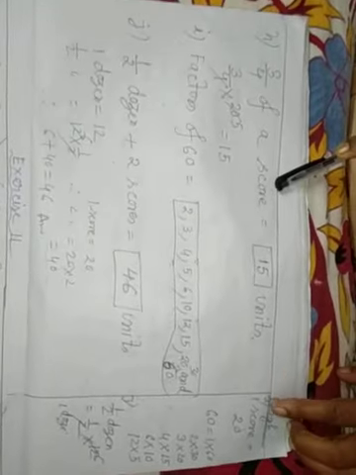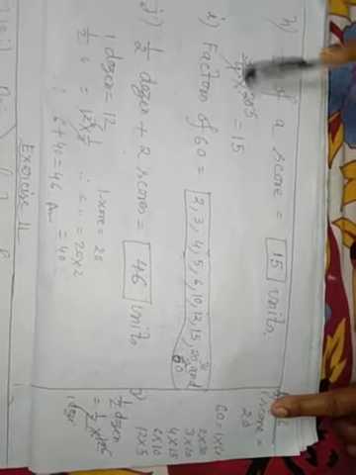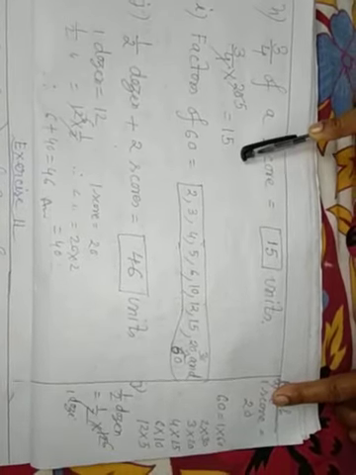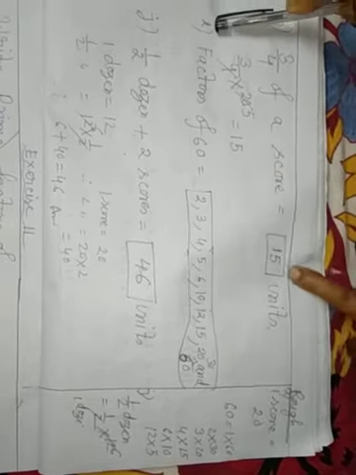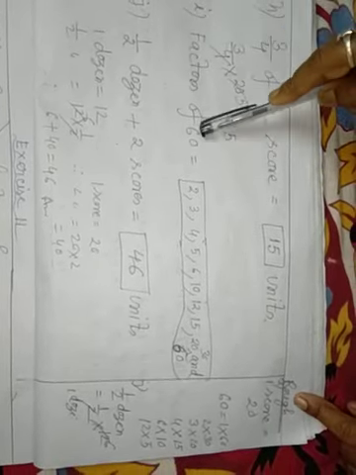3 by 4 of a score. A score means 20. So 3 by 4 into 20, that is 4 5s are 20, 3 5s are 15. Okay, 15 units.